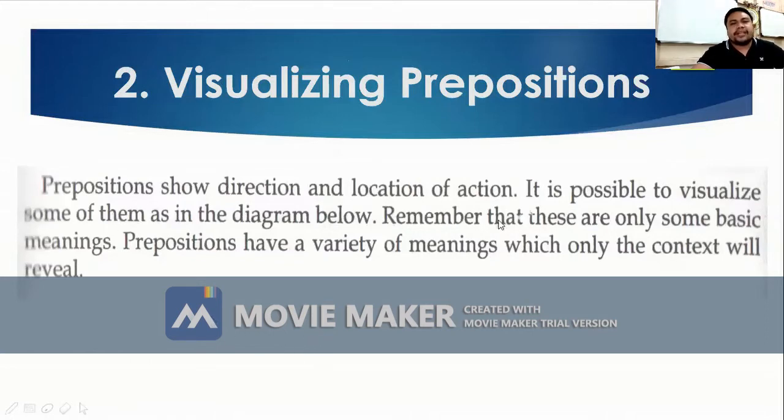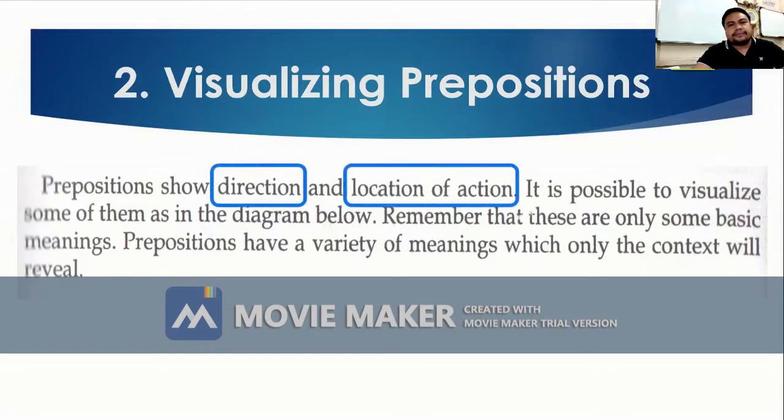Prepositions show direction and location of action. It is possible to visualize some of them as in the diagram below. Remember that these are only basic meanings. They have a variety of meanings which only the context will reveal. That's why you need to understand the context of the sentence to be able to know the reason or the purpose and the meaning of these prepositions. So they just show direction or location of action.